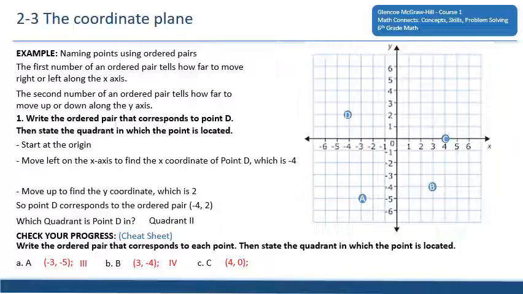So C, if we go 4 over to the right on the x-axis, and then we stay there because C is actually right on the x-axis. So that's going to make it 4 for x and 0 for y, because we didn't go up or down on the y-coordinate. We stayed right at 0. And the quadrant is actually the x-axis. It's not in any quadrant. It's on the x-axis.